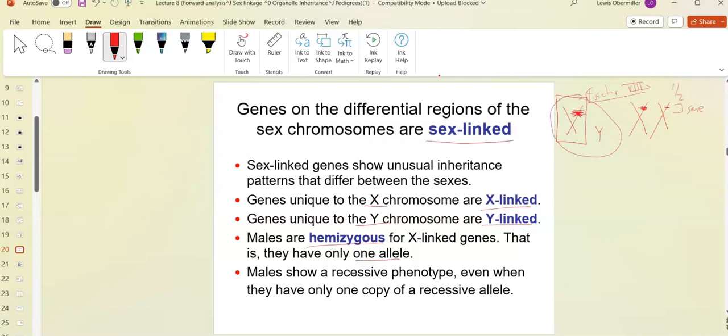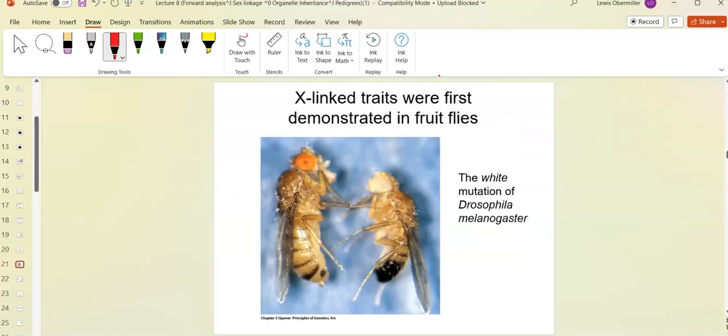You don't have two X's. And so males show the recessive phenotype even if they only have one copy of that recessive allele, due to the fact that they're hemizygous for that particular trait.